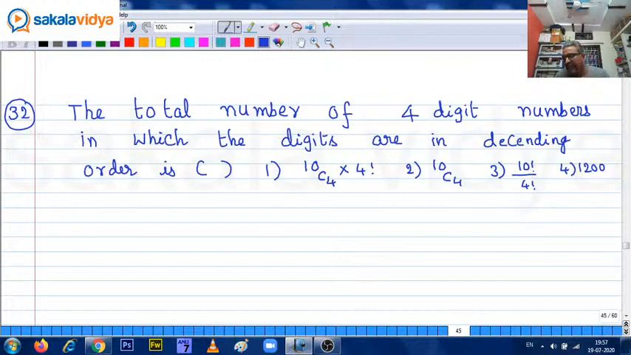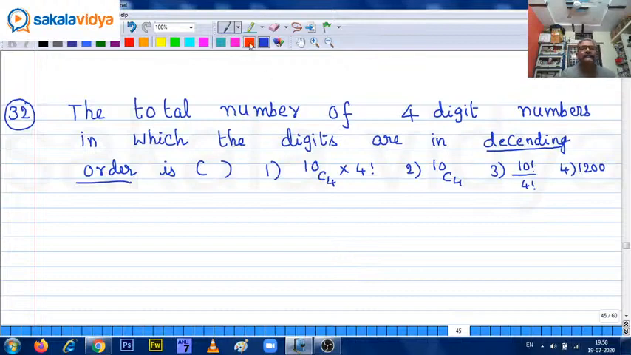Descending order also we need to consider as combinations. Out of 10 digits, 0 to 9 only here, 4 digits need to be selected. You just think, does 0 come in the first place? Never, because descending order means 0 never comes. Descending order means greatest number to the lowest number. Always 0 occupies the unit place itself only. That's why only one way, 10C4.